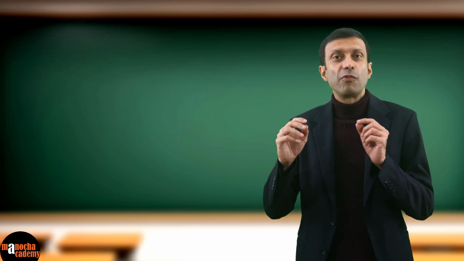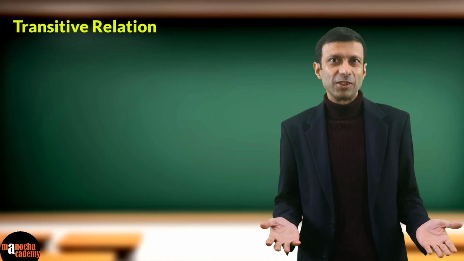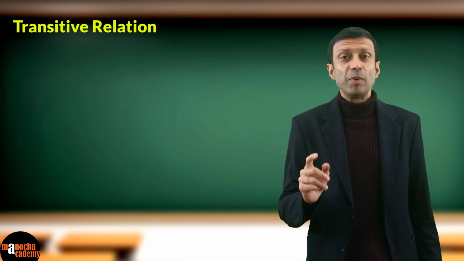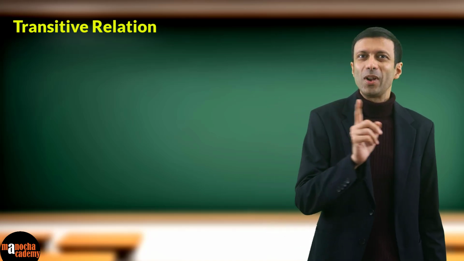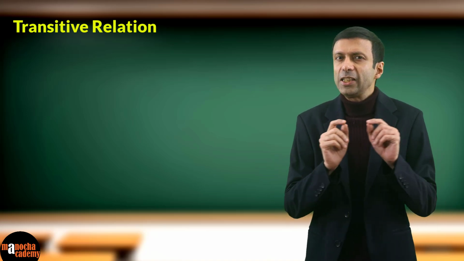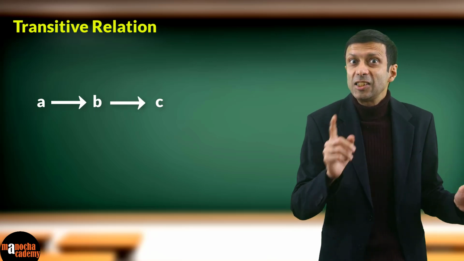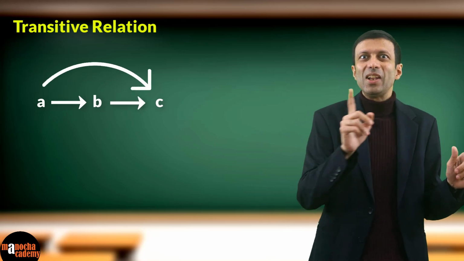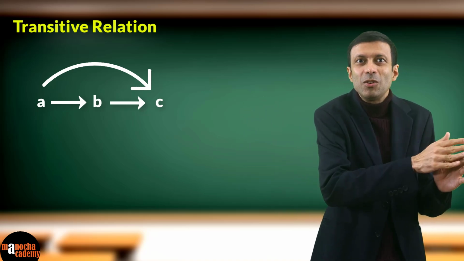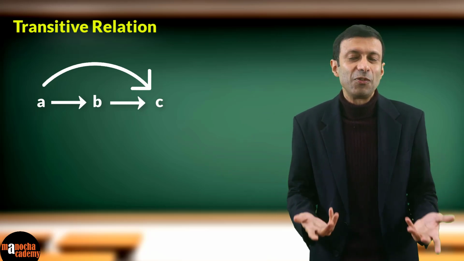Now that you know about reflexive and symmetric relations, let's look at transitive relations. Transitive comes from the word transit, which means to go from one place to another. In a transitive relation, if A is related to B and B is related to C, this implies that A is related to C. So it's like you're transiting from A to B, B to C, which means you made your journey from A to C. That's why it's called a transitive relation.